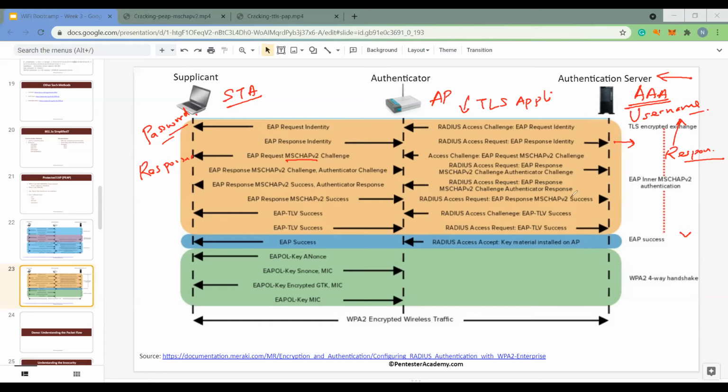So once that happens, EAP success or MS-CHAP v2 success is sent to the station. And along with that, if you check this blue part, you'll actually see that the key material will be installed on the access point, and this key material is also given to the station. So both parties now have PMK. Not really here. PMK is actually here, right? So not here.